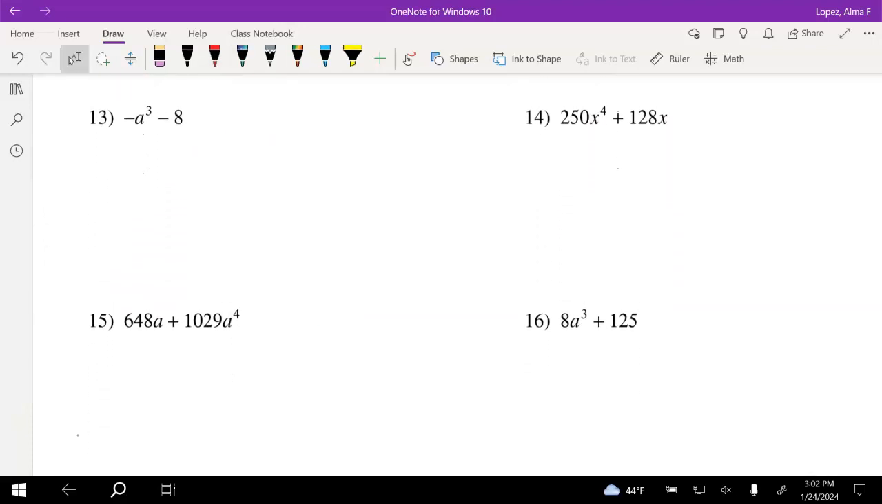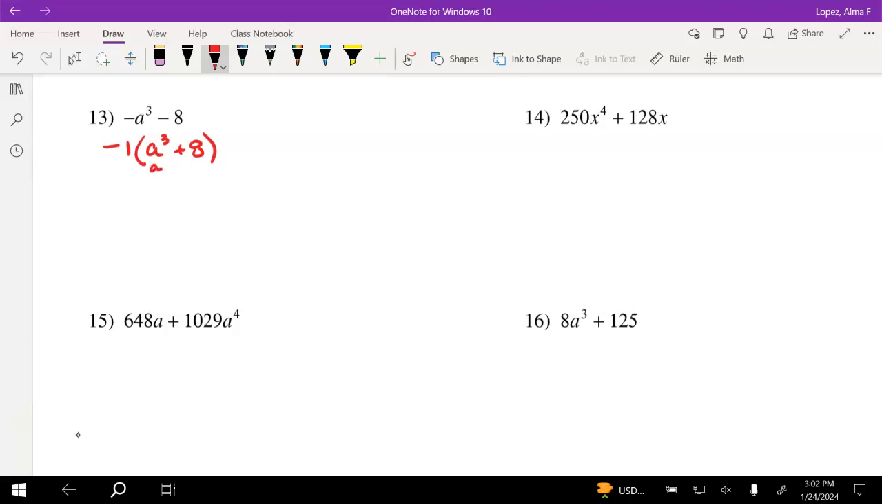On number 13, it looks different because there's a negative out in front. We can't have that. So this one actually has a greatest common factor that we're going to factor out. When you factor the negative 1 out of the first term, you're left with a to the third. When you factor the negative 1 out of the second term, you're left with a plus 8. Now we have a cube problem. And we'll finish it off at the end by adding the negative 1 out in front. But first, let's identify what's being cubed in each position.